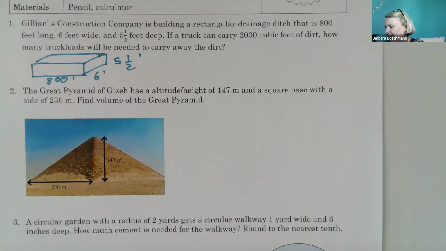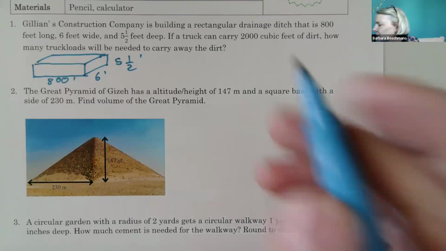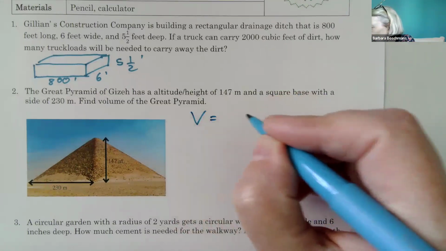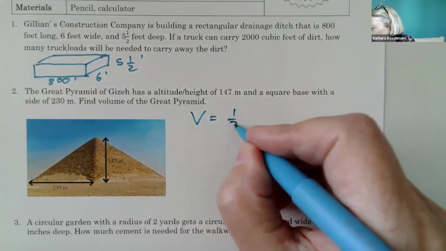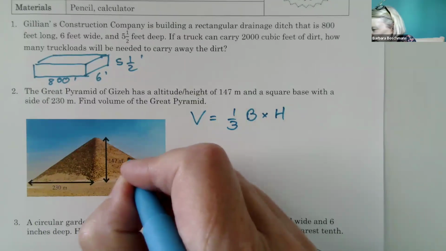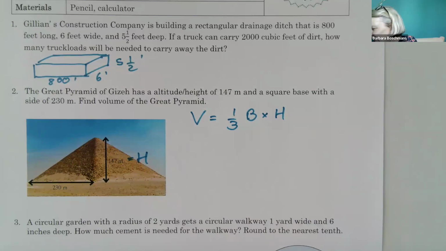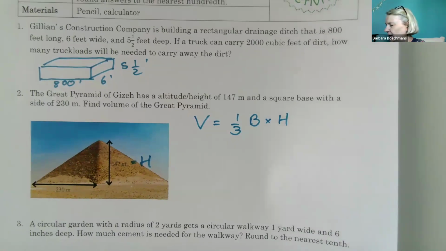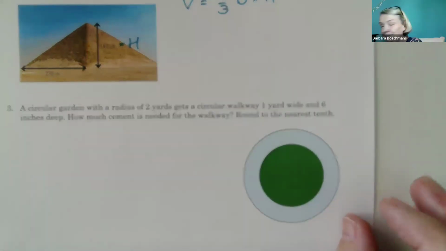Okay, second one, volume of the same pyramid. We found the surface area, and the volume of a pyramid is 1/3 the area of the base times the height. Well, with us, we have height. We have everything we need in this picture. The square has a side of 230 meters.